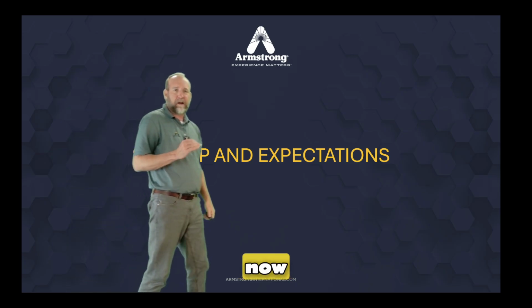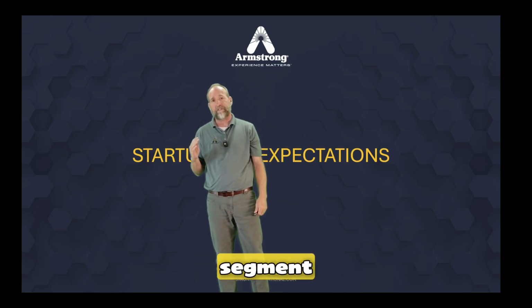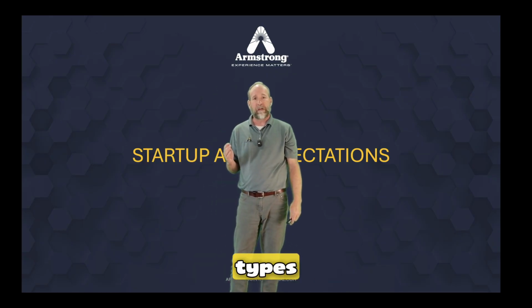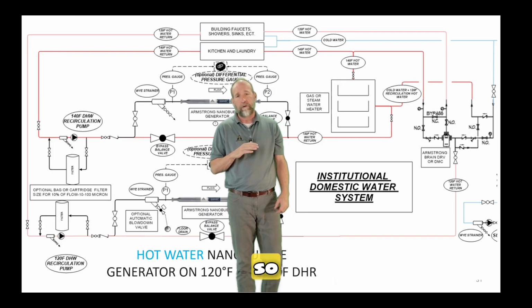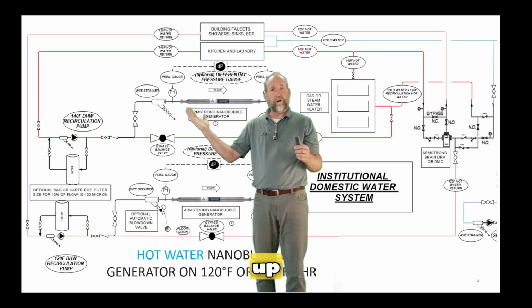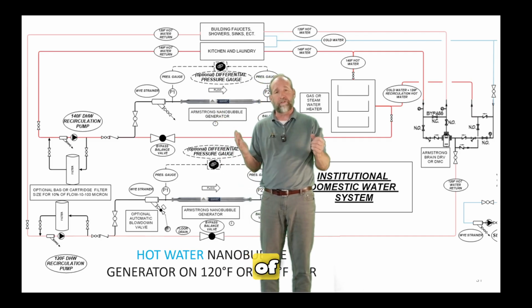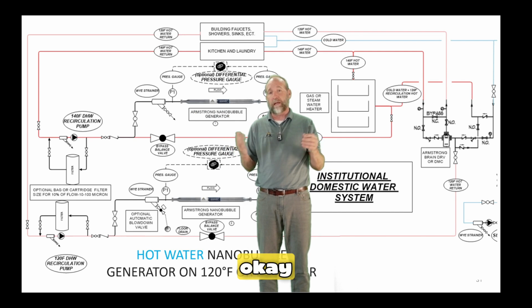Okay, let's talk now about startup and expectations. I talked a little bit in the last segment about how you start those types of systems up. I'm going to back up for just a minute here and talk a little bit about startup. For typical systems, you're welcome to just start them up and get them right up to the 5 pounds of pressure, which is the optimal flow rate, and let them run.